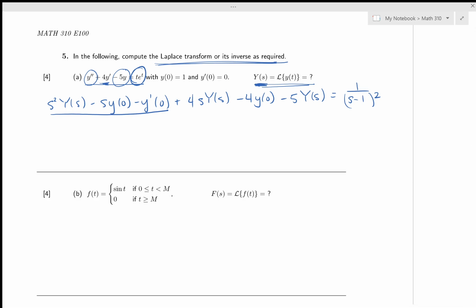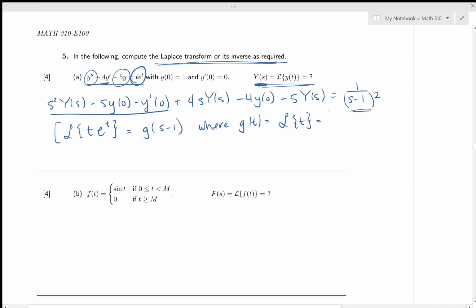Okay, so perhaps this last step here is not totally clear. So let's just think here about taking the Laplace transform of that function on the right hand side, and that is equal to g of s minus 1, where g of t is t, whose Laplace transform is 1 over s squared. Okay, that's how that's coming up. So then that's equal to 1 over s minus 1 all squared.